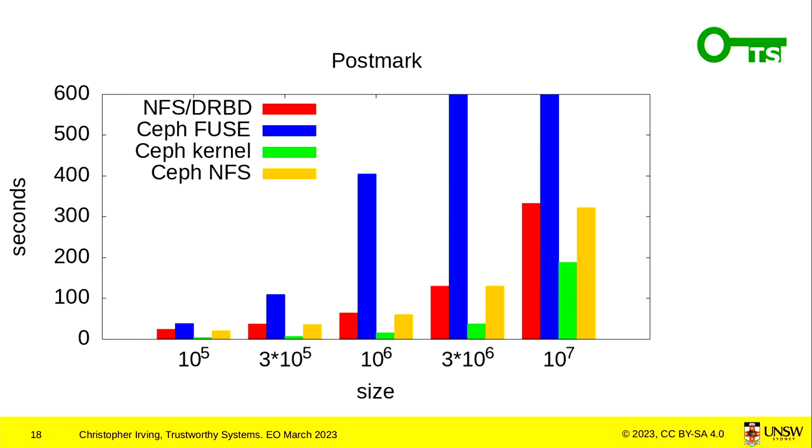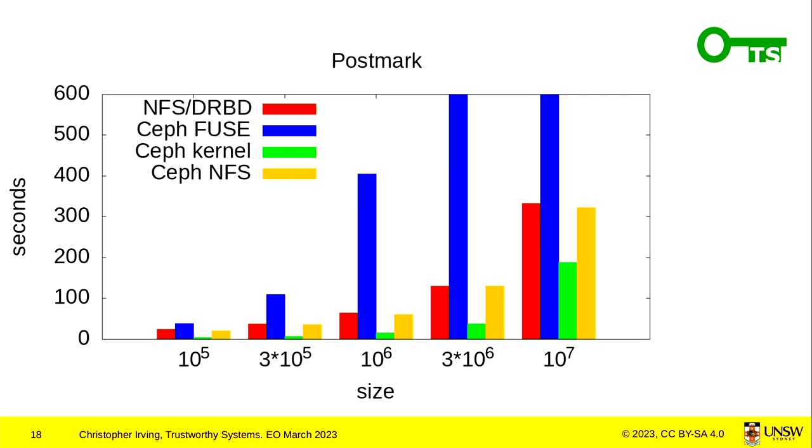So this is results for Postmark. On the y-axis, we've got how long the experiment took to run. Remember, a faster completion is better. On the horizontal, we've got how big the experiments were. The yellow bar is a Ceph file system mounted using NFS. Green is Ceph file system mounted using the kernel driver. Blue is Ceph mounted using Fuse. And red is DRBD mounted over NFS. I'm going to be maintaining that color scheme for the next couple slides.